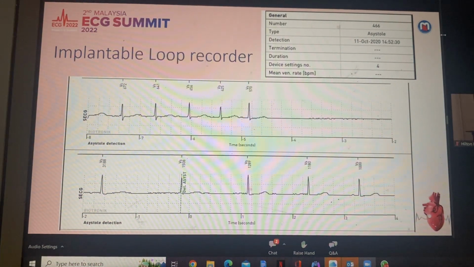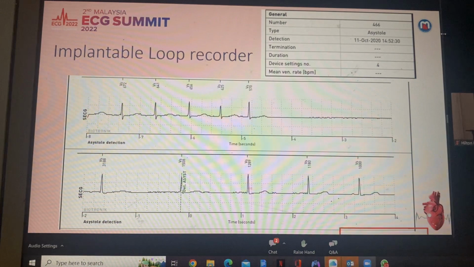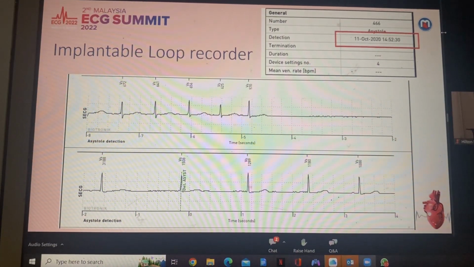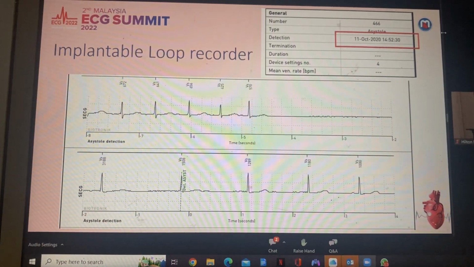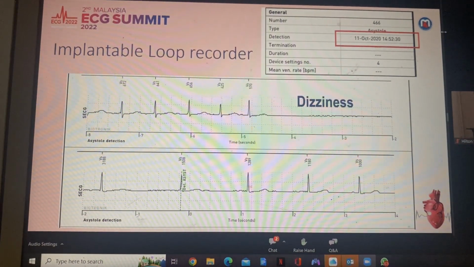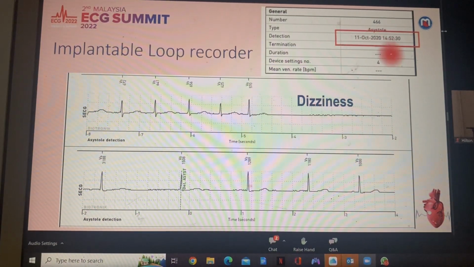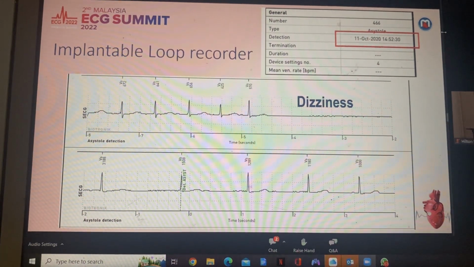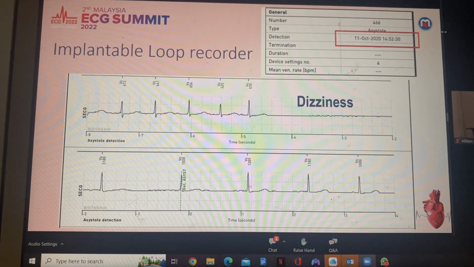So this one, we implant, we counsel the patient and we implant the loop recorder. Here we can see that there are multiple episodes of sinus pause that have been detected in the loop recorder, and then one of the events occurred at 2 p.m. in the afternoon. When we ask the patient, is there any dizziness, is there any symptom during the event? Yes, the patient did complain of being a bit dizzy during this time.